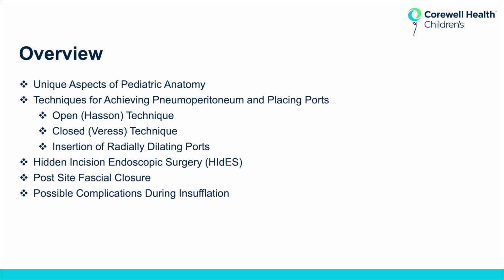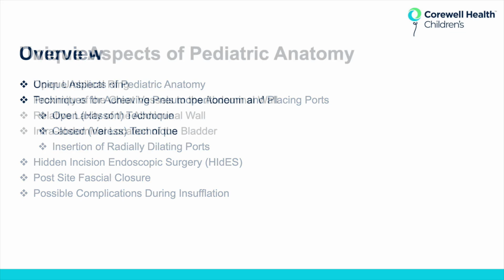It will then detail the open Hassan and closed Veress techniques of entering the peritoneal space and achieving pneumoperitoneum, followed by a demonstration on placement of radially dilating ports. We will then discuss hidden incision endoscopic surgery via an alternative port placement configuration. And finally, we will cover fascial closure of port sites and potential complications related to insufflation.